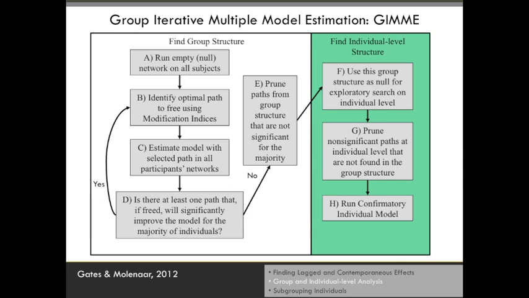So this brings us to group iterative multiple model estimation, or GIMME. It starts with a group structure. Second step, it goes to individual level. So I'll walk you through the group structure. First, if you can recall earlier in the slides when I showed you a matrix of beta values or beta patterns that we will allow to be open. So it was the lower part of the matrix.